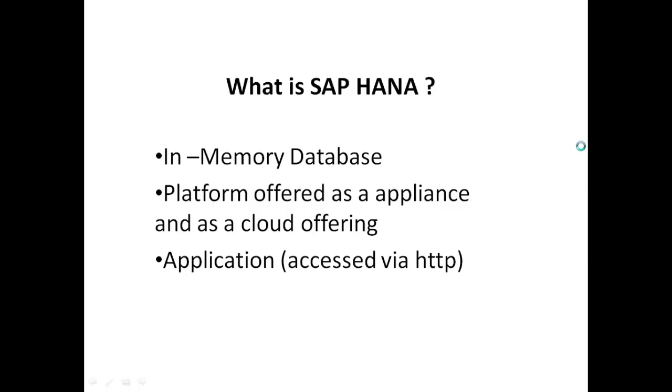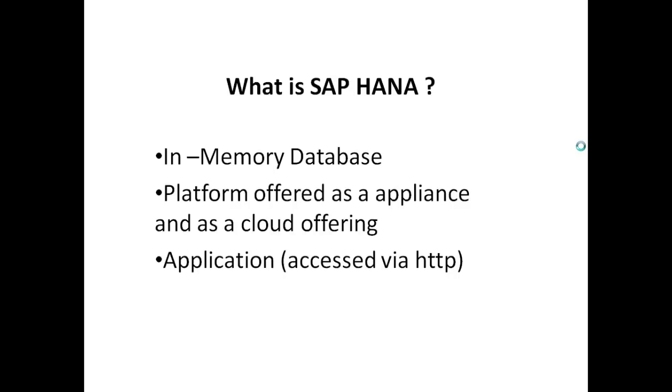So what is SAP HANA? SAP HANA first and foremost is an in-memory database. That means that most of the data computations are done in memory instead of reading from the disk as in any other regular databases. It's also a platform, and it can be offered as an appliance or a cloud offering because it has an embedded application server in it, which is used for control flow logic. Because of that it's not just a database, it can also be called a platform. It also has a web server attached to it, which can be accessed via HTTP. So you can use HANA as an application in and by itself.